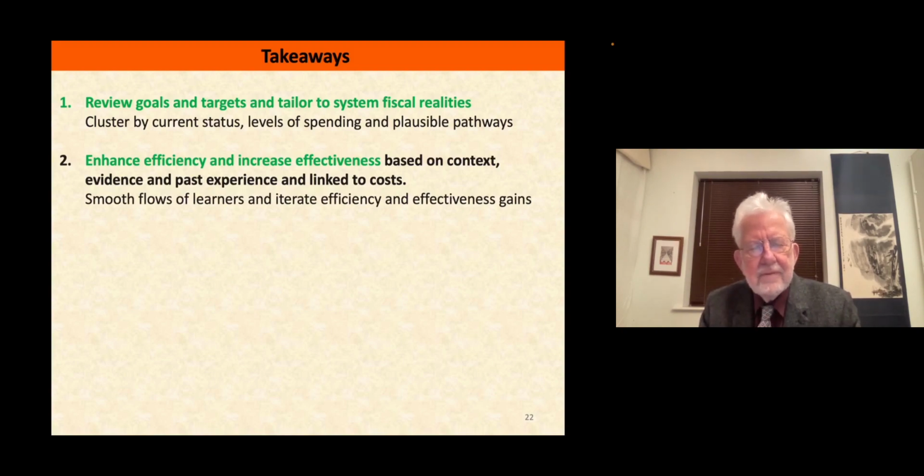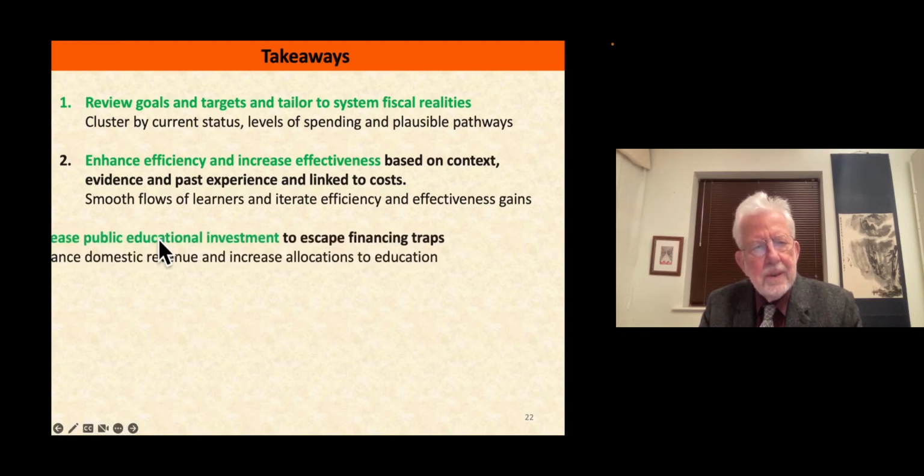Smoothing the flow of learners is very important in those systems where there are bottlenecks which create large numbers of overage children and ratios of the number of years needed to produce successful graduates to the number of nominal years that they should be produced in. These things, again, can only be interrogated at a system level, but they are an essential part of the story.